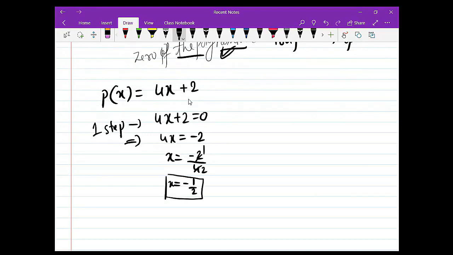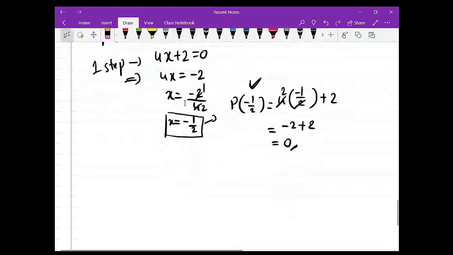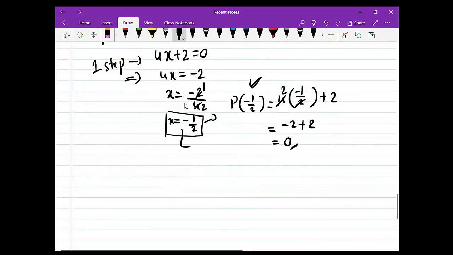When we put this minus 1 by 2 in the polynomial, that is p of minus 1 by 2 equal to, what is the polynomial? 4 into minus 1 by 2 plus 2. Now calculate here: 2 ones are 2, 2 twos are 4, and 2 into 1 is minus 2, plus 2. Minus 2 plus 2 becomes 0. So after getting the value of the polynomial as 0, we call it a zero of the polynomial. So which one is the zero of the polynomial here? That x value, that is the root of the polynomial.